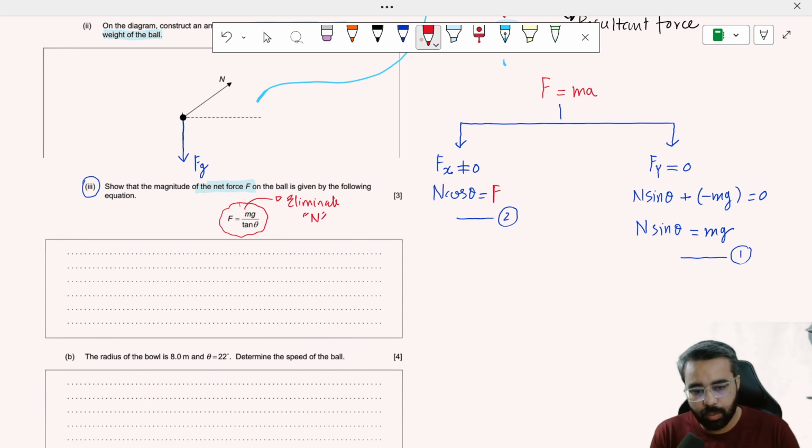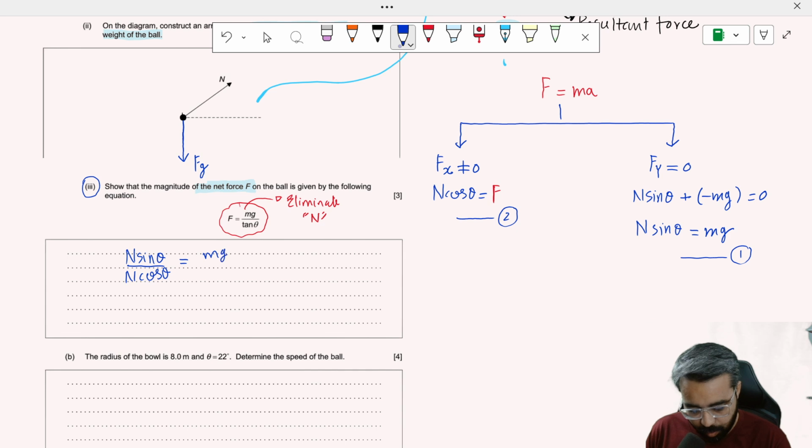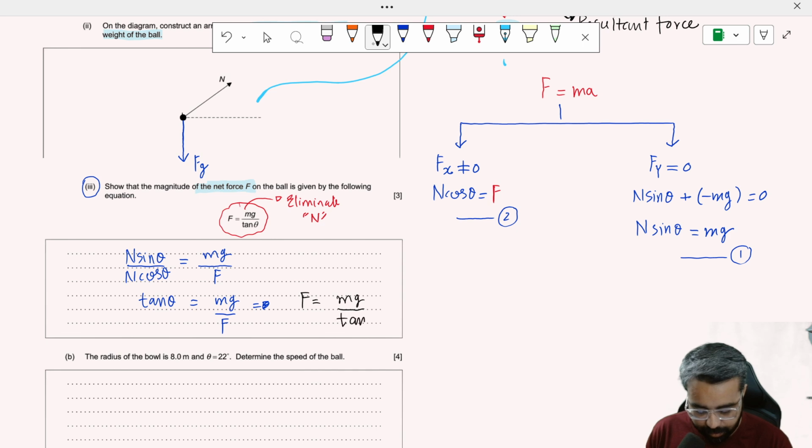All right, which we can only do if we divide these two equations. We want to cancel out the normal force because we do not know its magnitude. So what should we do? Let's divide N sin theta over N cos theta equals mg over F. Okay students, so this becomes tan theta equals mg over F, and finally F can be written as mg over tan theta.